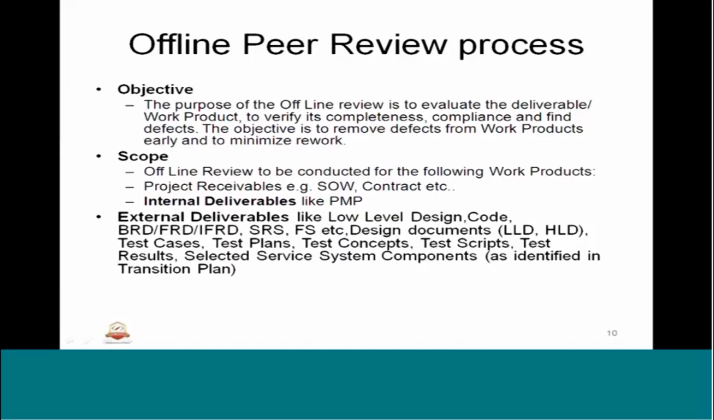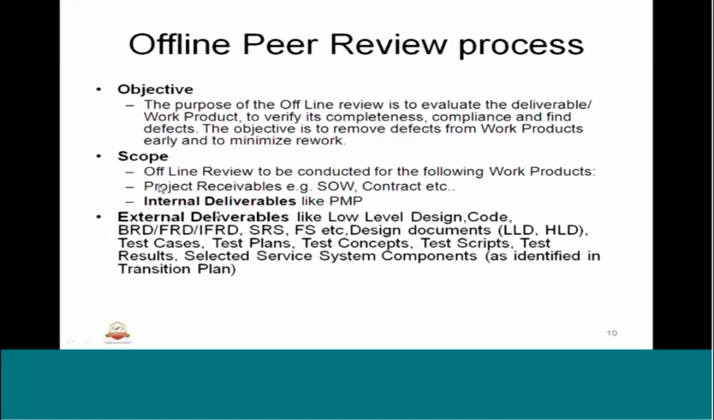The objective is to remove defects from work products early and to minimize the rework. That is what the offline peer review is, where peer reviewers will not do it together, but they will take it offhand, and they will come up with the reviews. That is the objective. Scope is offline review to be conducted for the following work products: basically project deliverables, statement of work, contracts, whatever it could be.